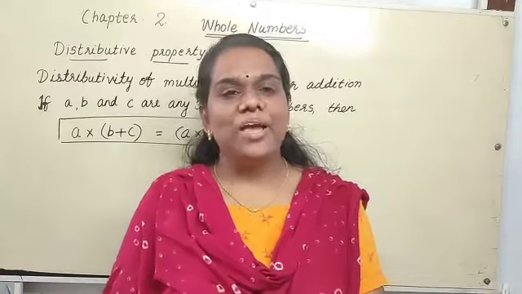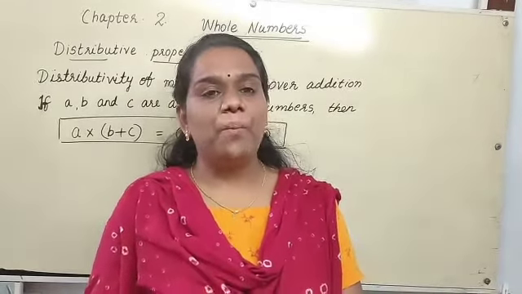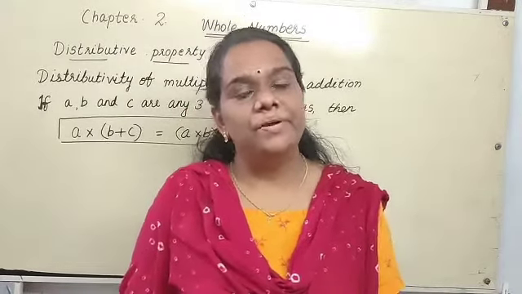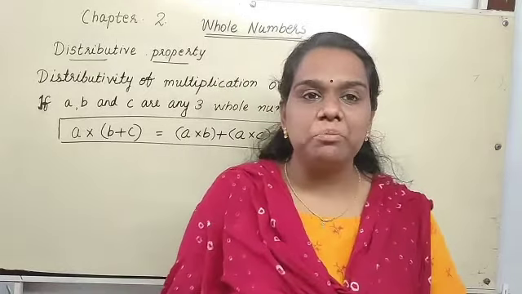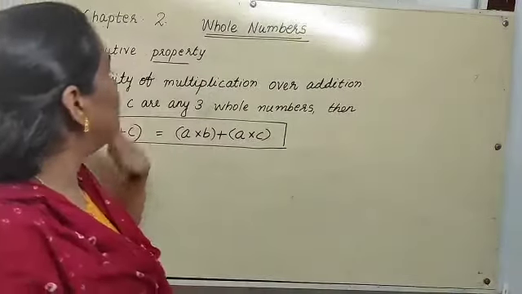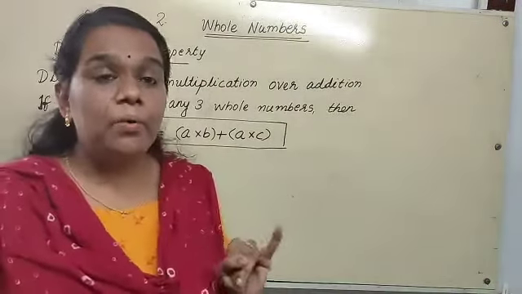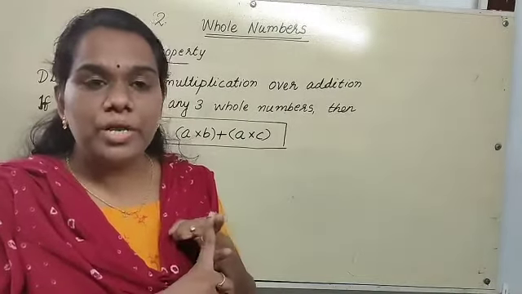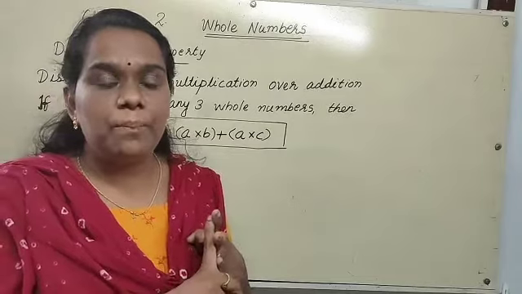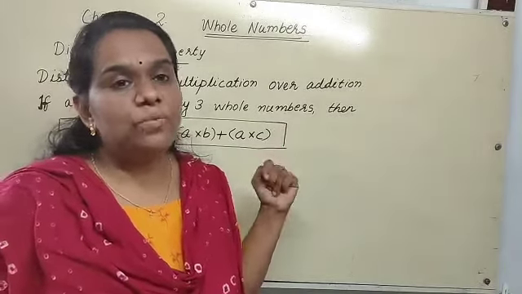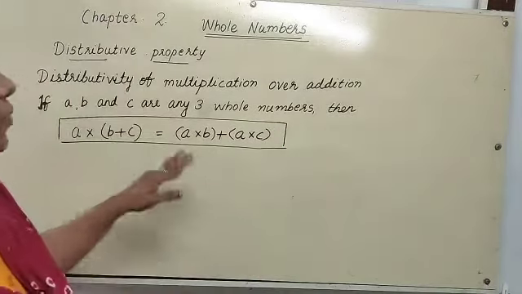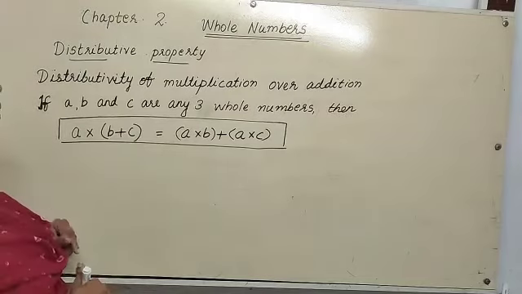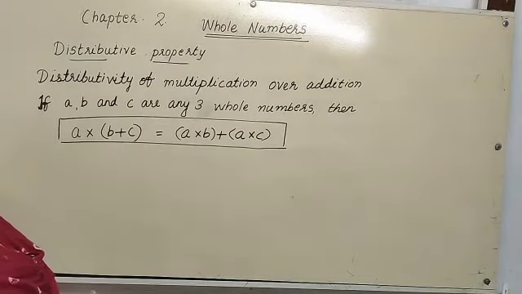In this class we are discussing the distributive property of whole numbers. So we are continuing chapter 2. In chapter 2 we have been discussing properties of whole numbers: closure property, commutative property, associative property, and the fourth one is the distributive property. It's very important. Among that, distributivity of multiplication over addition.